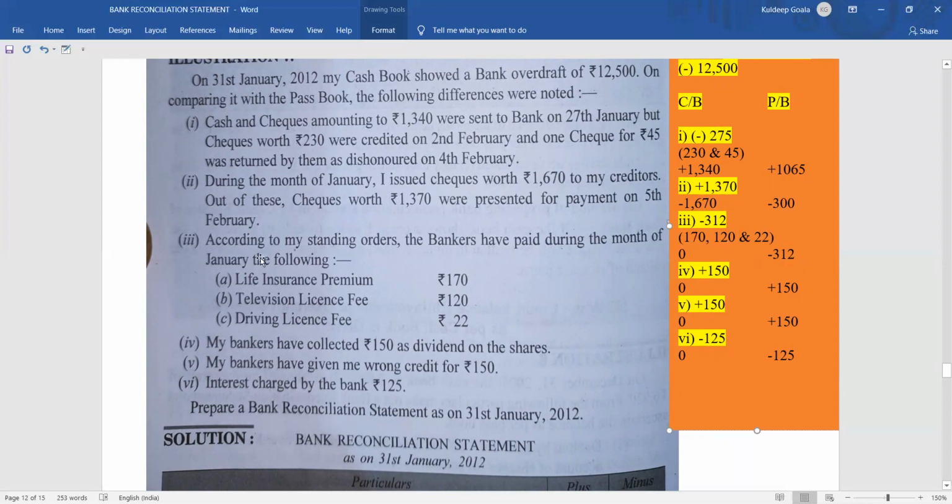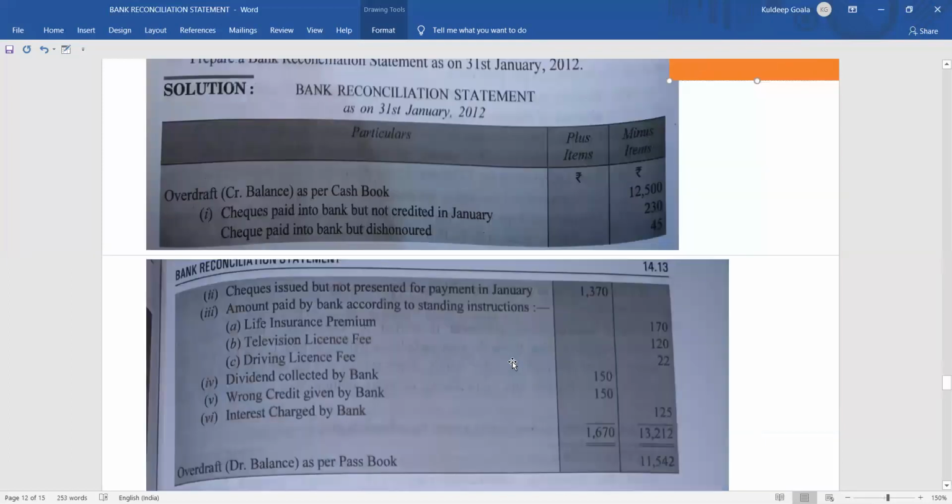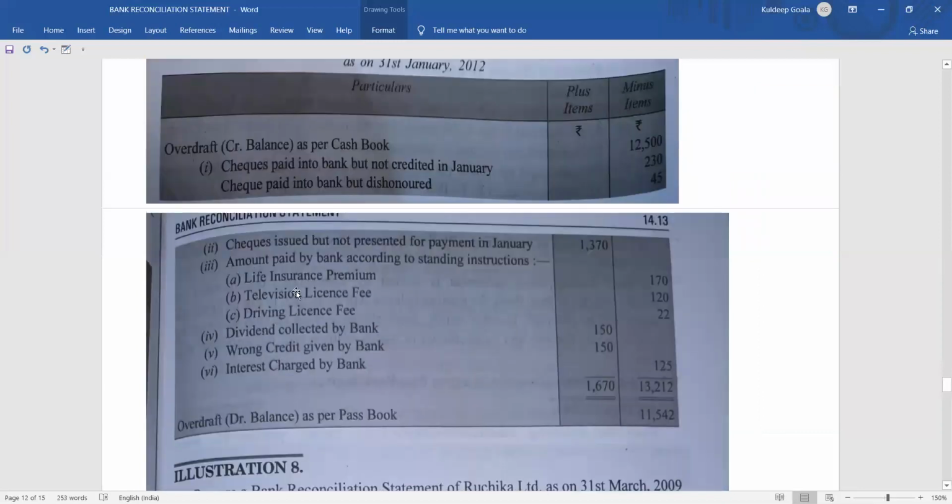What is the point to write here? So what did you write? According to my standing order, the bank has paid during the month of January the following: life insurance premium, television license fees, driving license fees. You can put like this, or you can write it in a different way. Bank paid according to a standing instruction: life insurance premium 170 in the minus, television license fee 120 in the minus items, and driving license fee 22 in the minus item.